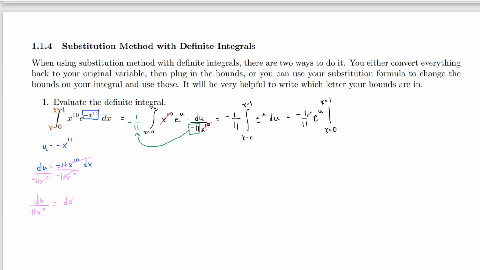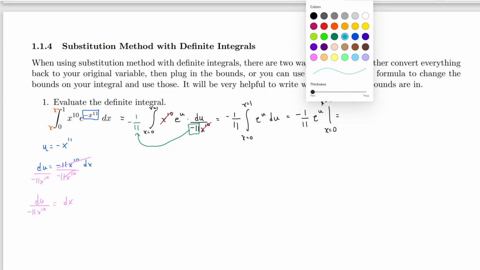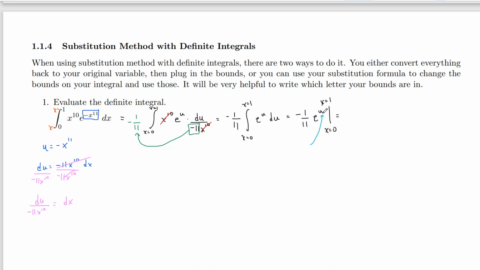But this is a big reason why I like to write it like this, especially when you do substitution method. What's the easiest mistake to make here is to plug in 1 and plug in 0 without realizing that our integral at the beginning said plug in x equals 1 and x equals 0. But this is u. So what do you have to do first? Well, you have to do the same thing you do for the indefinite integrals. You have to plug back in what u is. Because we don't want to plug in u equals 1, we want to plug in x equals 1.